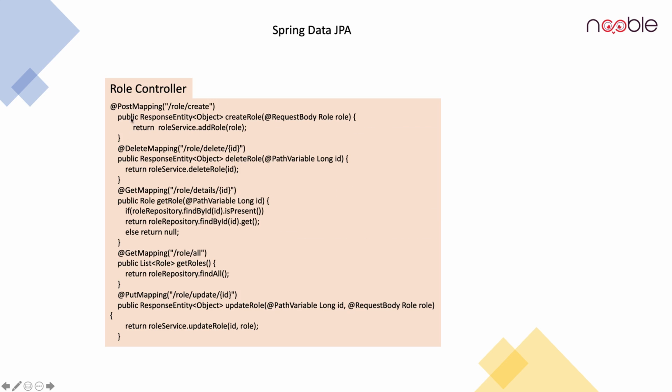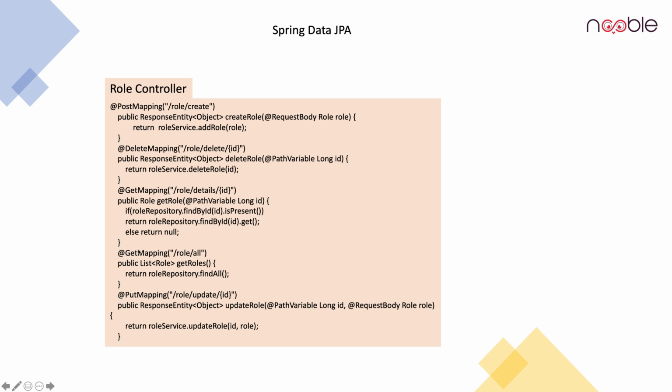And now the role controller, we are having a post mapping, a create role method, which takes in role of type role. It comes in the body. So I'll be calling the add role method in the role service, which I defined in the role service. Then delete mapping, where you're using the path variable. You are sending the ID here, and I'll be calling the delete role method and passing the ID which we are receiving here. And now the get mapping, I'll be checking if it is present. I'll be returning the role. Else I'll be returning null.